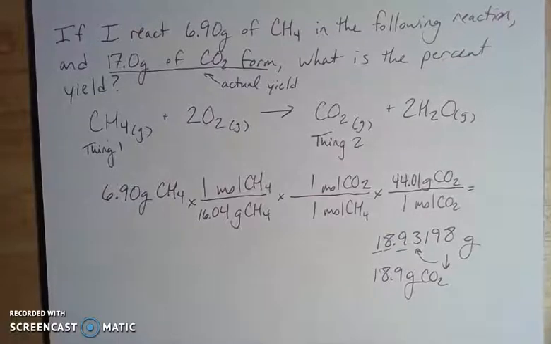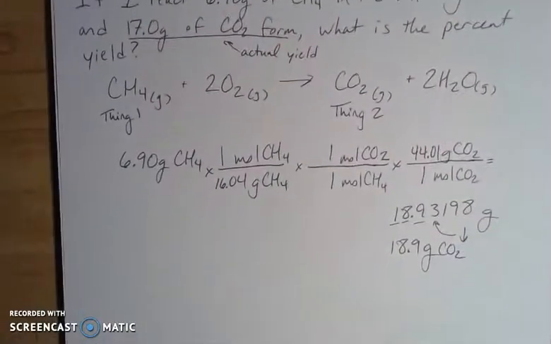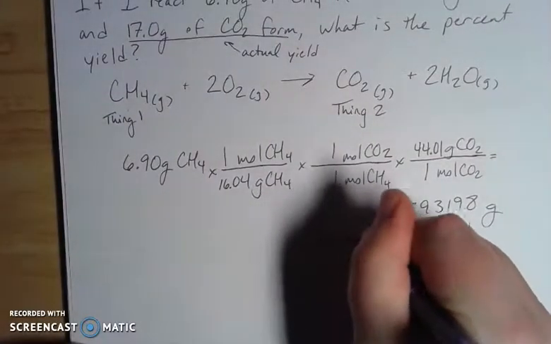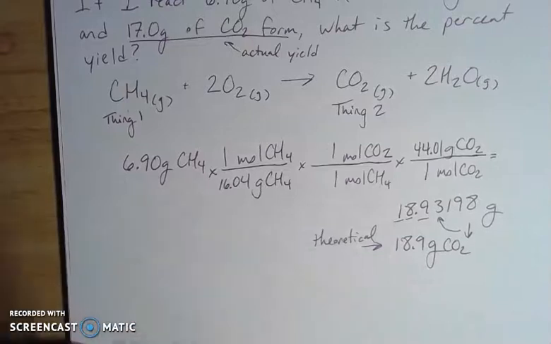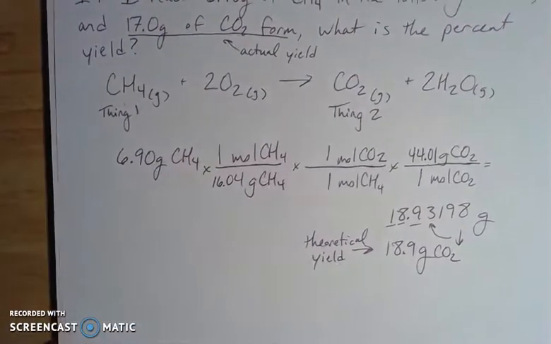Okay, so what did I just solve for? Well, I was given the actual yield. It asked me for percent yield, so I needed that theoretical. What I actually just solved for then is my theoretical yield. In a perfect world, if I had 6.90 grams, I should be able to produce, under the exact perfect conditions, 18.9 grams of carbon dioxide.